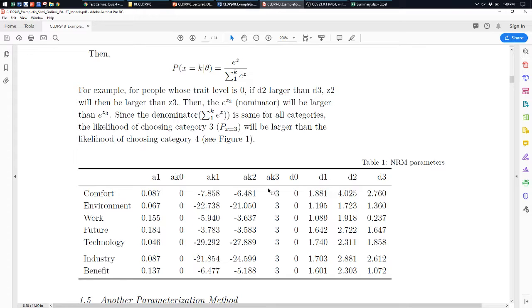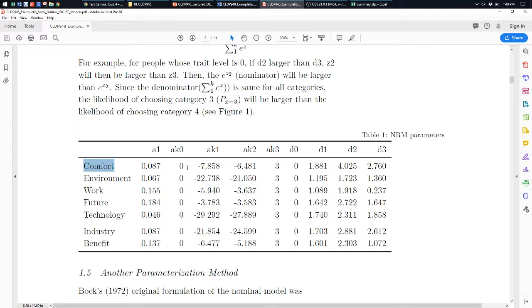In this model, the ak term actually means the ordering of the categories. As I said, the order of nominal response items is not predetermined. But if you fit the nominal response model, you can get the latent ordering of each category, which means that as your trait is higher on the theta scale, you are more probably going to choose one specific category. For example, for this comfort item, ak1 is the lowest, ak2 is the second lowest. So ak1 represents option 2. The order would be option 2, option 3, option 1, and option 4.